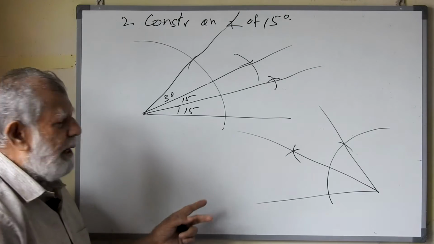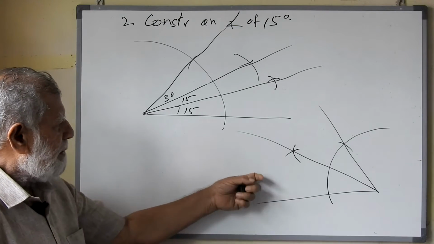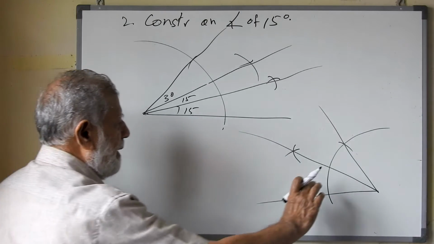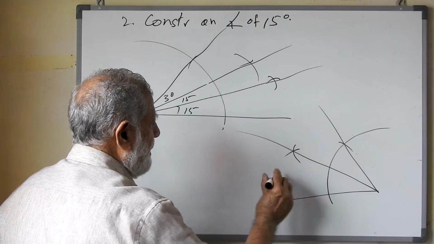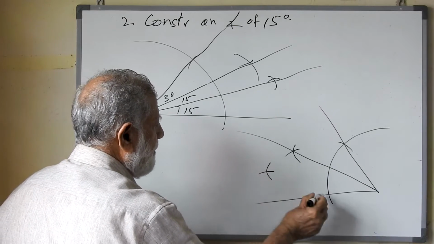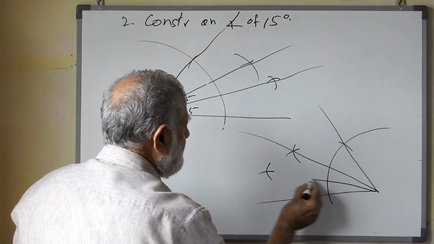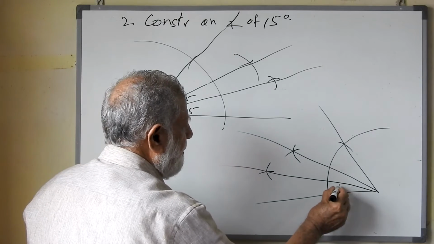And now how to get 15 degrees? Bisect this 30 degrees. How to bisect this angle? Now already we have an arc here. From these two places we draw two arcs and join this. So this will be 15 degrees.